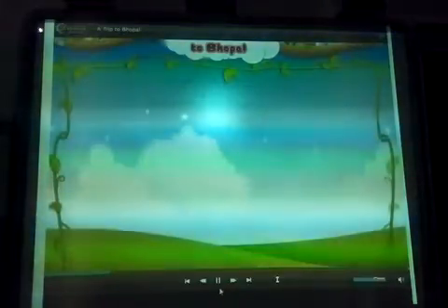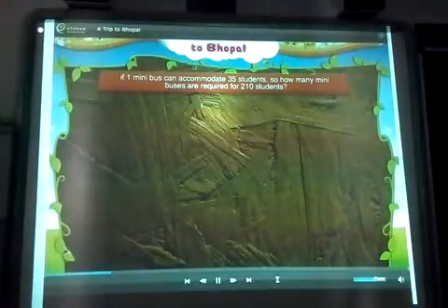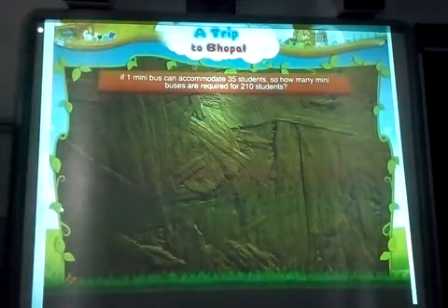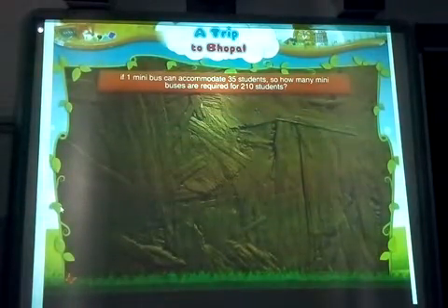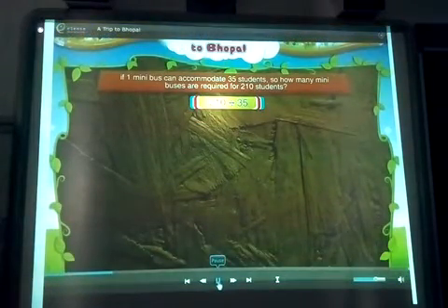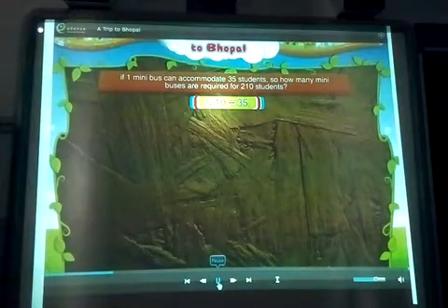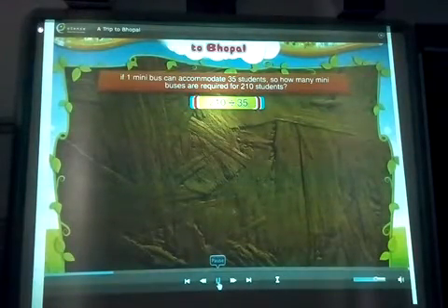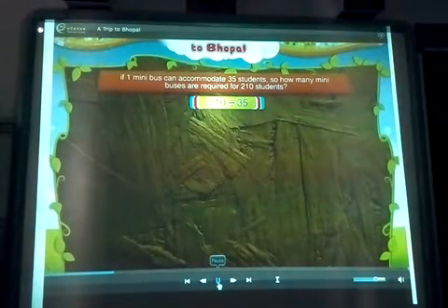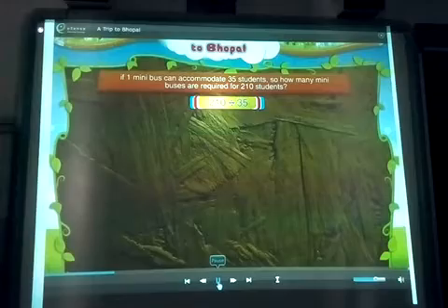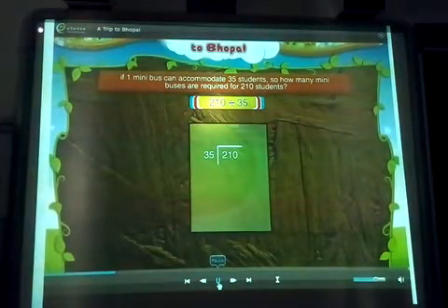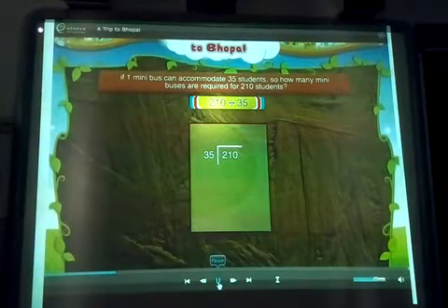Now let us calculate. If one minibus can accommodate 35 students, then how many minibuses are required for 210 students? For this, we need to divide 210 by 35. Let's do it. We have already learned division, haven't we? 210 divided by 35. Write in this format.